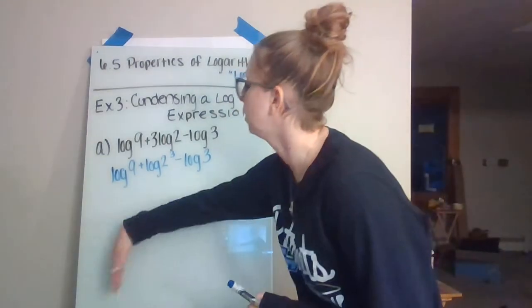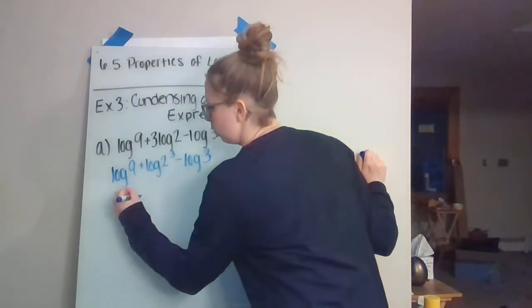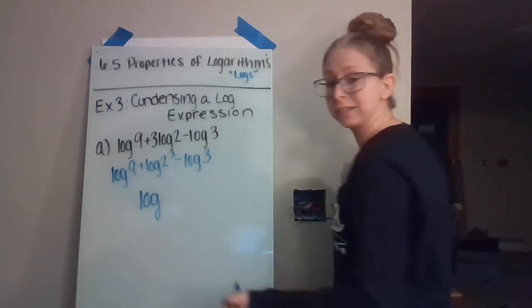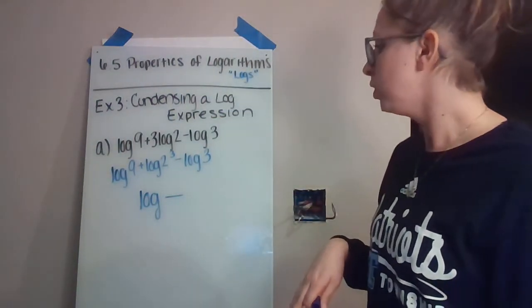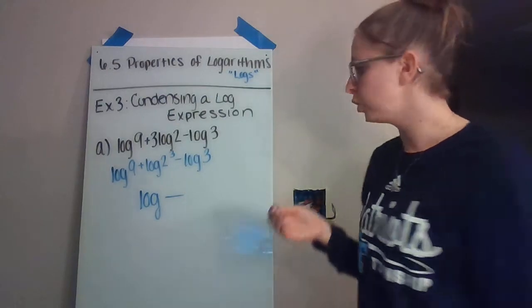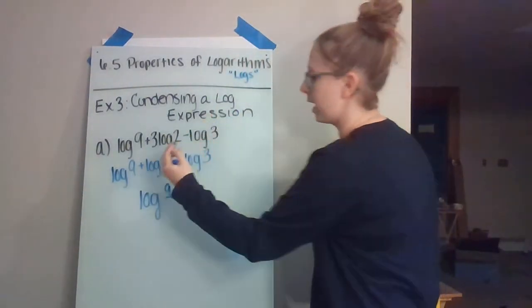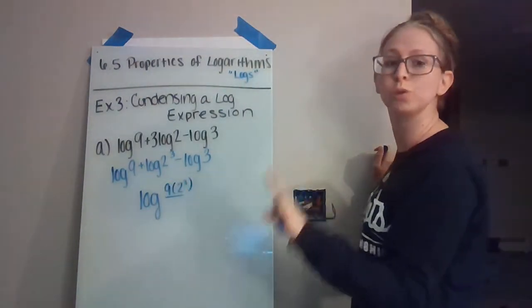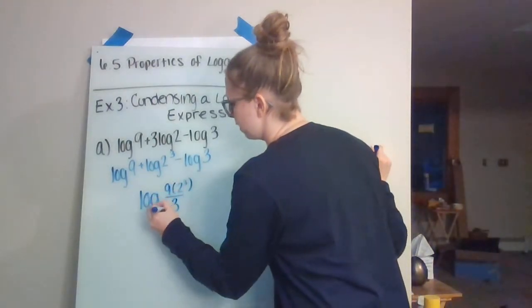All right, so now we got log. We want to condense this into one thing. So all I need to do is write one log. Okay, I have pluses and minuses here, which means I'm going to need a division bar. It means they're not all on one line. So remember, anything positive goes in the numerator. So I have 9. And when you add, you multiply. So 9 times 2 to the third. And then minus, anything negative goes on the bottom.